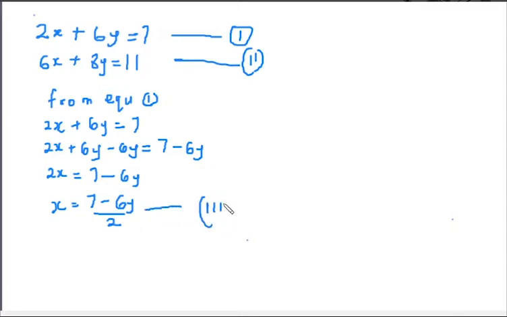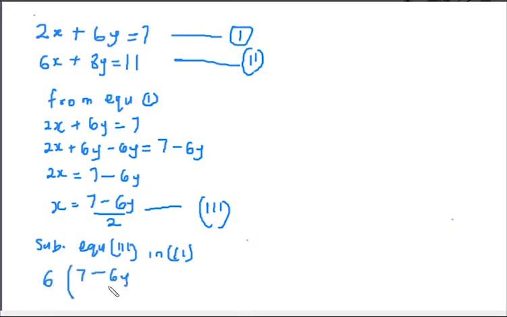And then substitute the value of x from equation 3 into equation 2 to get our corresponding value of y. So substituting equation 3 into 2, we would have 6 open bracket 7 minus 6y over 2 close bracket plus 8y equals 11.